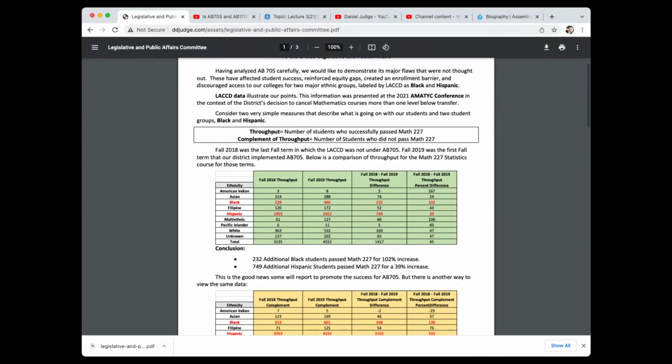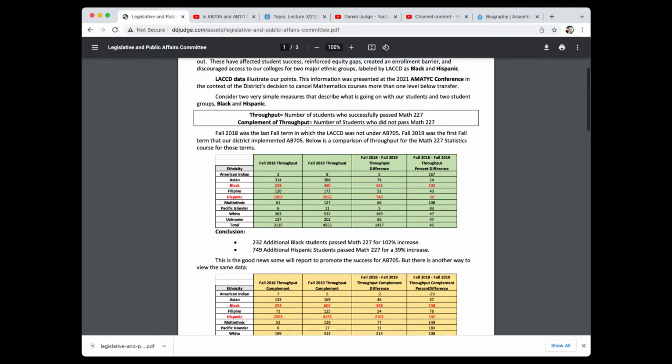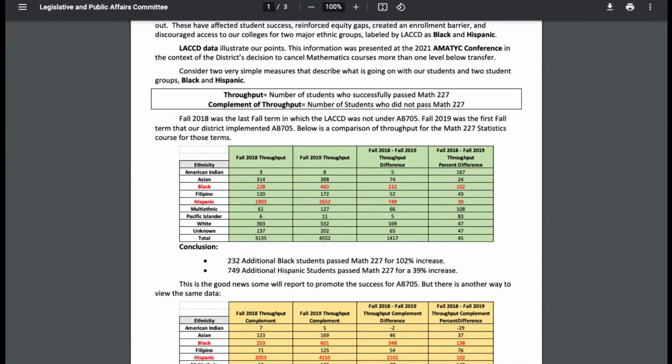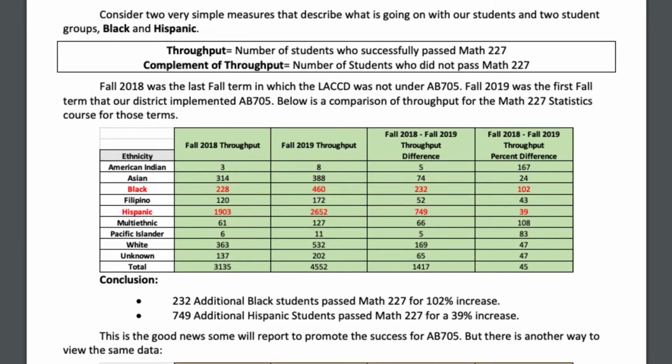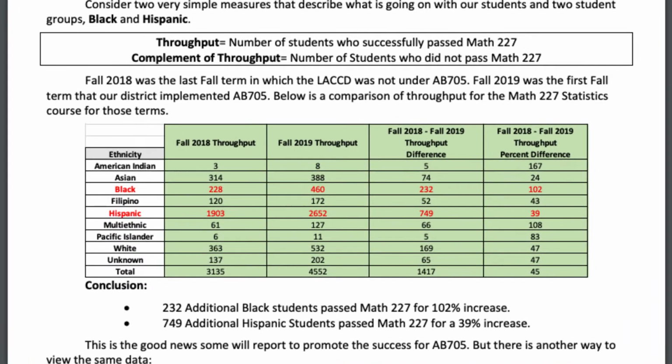This is data gathered by the district for a lot of different ethnic groups. As you guys can see, what are the ethnic groups here? This is fall 2018, what they call throughput. We have American Indian, Asian, Black, Filipino, Hispanic, multi-ethnic, Pacific Islander, white, unknown, and total there, right? So there's a lot of different ethnic groups.